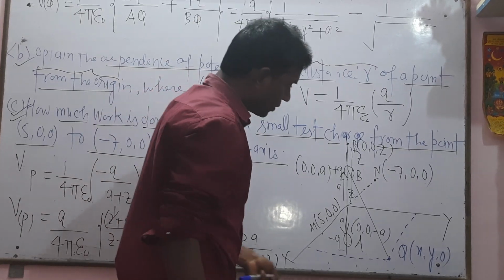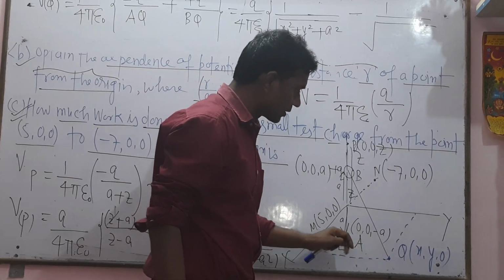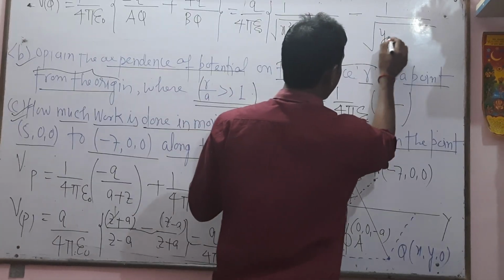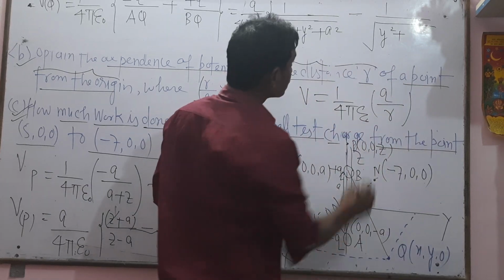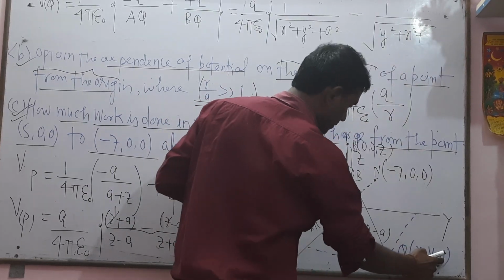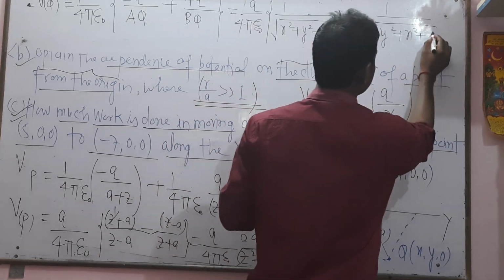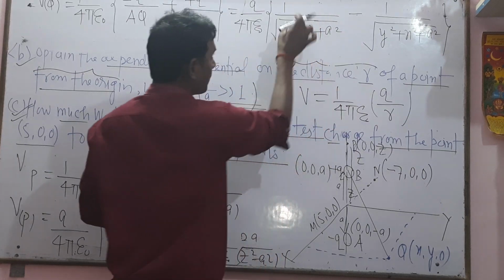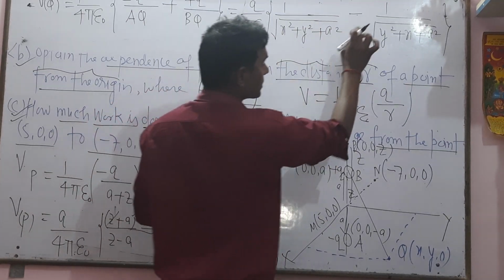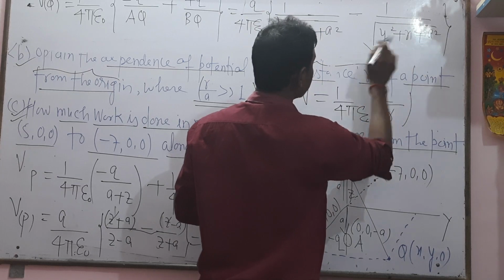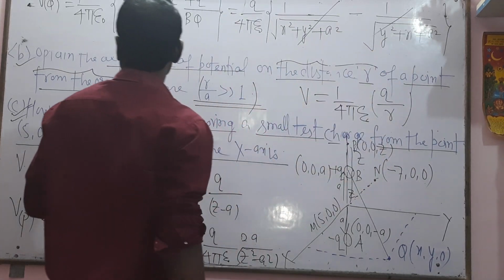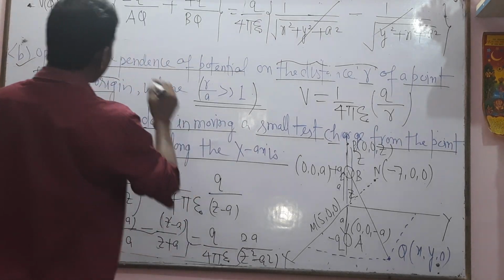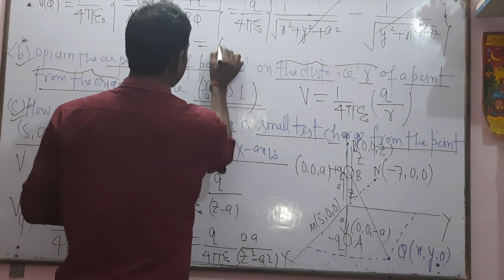And AQ equals x minus 0 whole square plus y minus 0 whole square plus 0 minus a whole square, that is a squared. So this is 1 upon root of x square plus y square plus a square, minus 1 upon root of x square plus y square plus a square. Both numbers will be equal. So electric potential at Q point will be equal to 0.